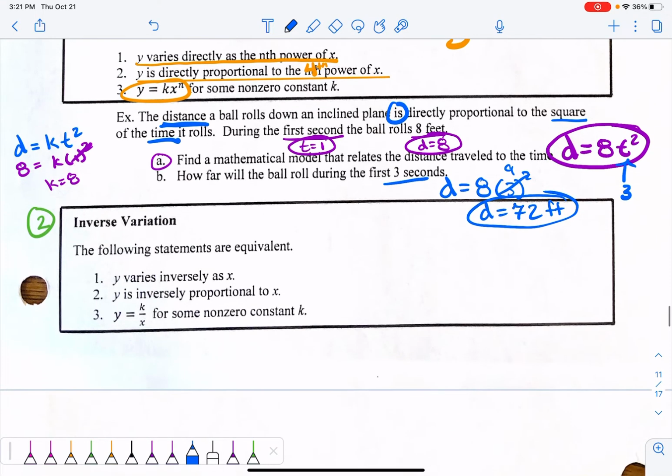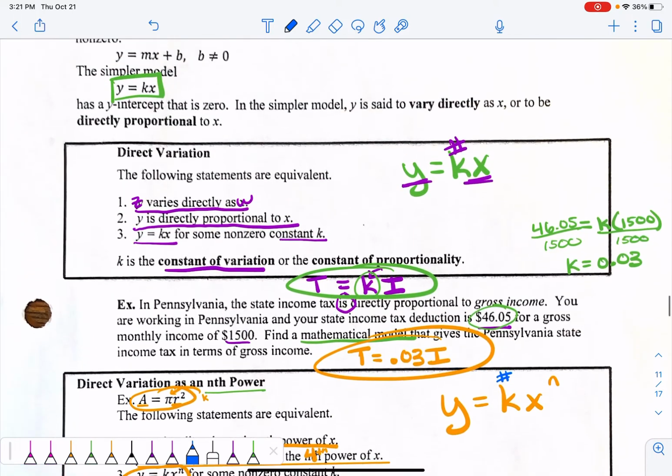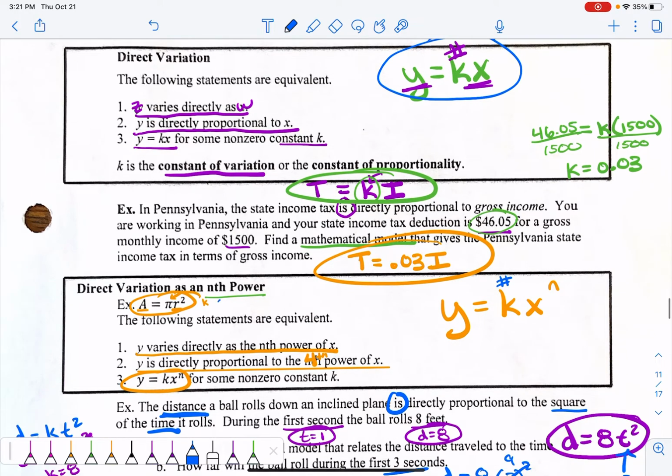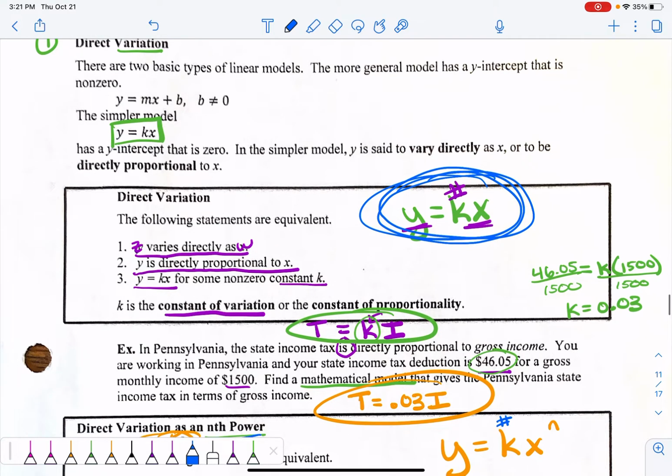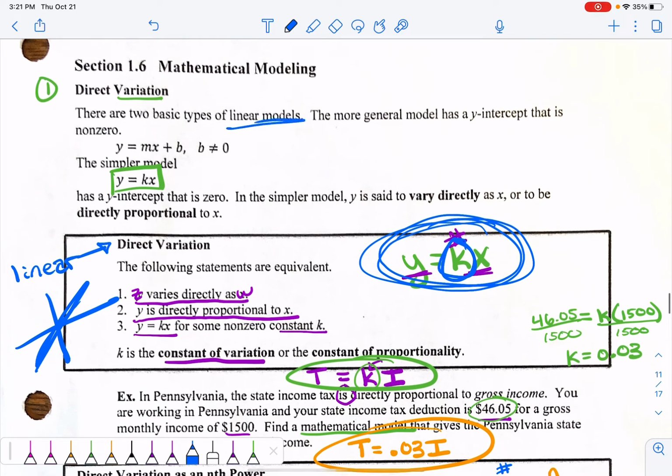Now, we move on to the next type of variation, but wait a second, before we move on, let's go to direct variation. Direct variation looks like this, in its main form, not as the nth power, but in its main form. This function right here will be a linear function. So direct variation will look like a linear equation. y equals k times x is linear. It's just like this thing right here, because k would be your slope in that case. And they did say that up here, linear model. Okay, y equals k times x, it will be a linear function.